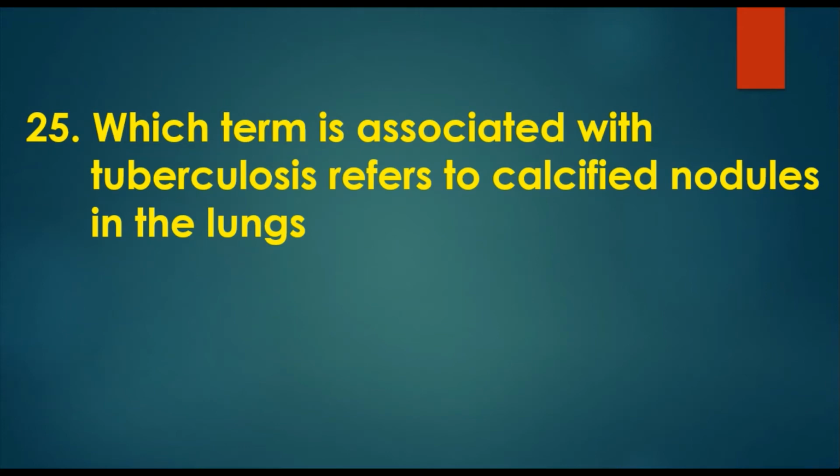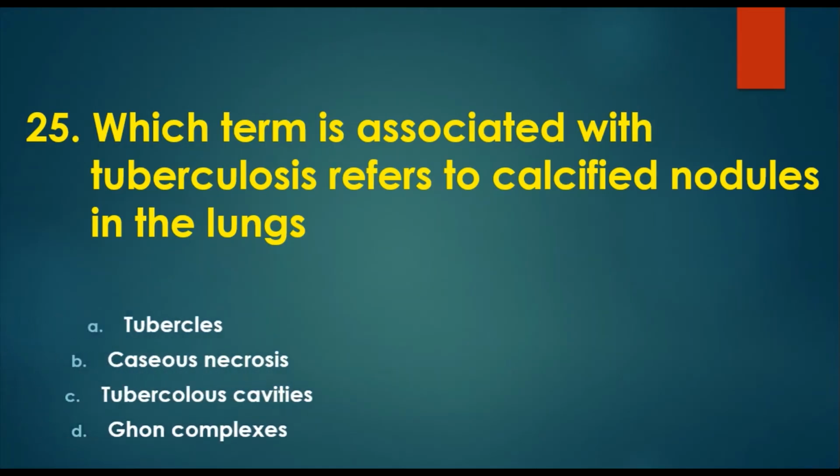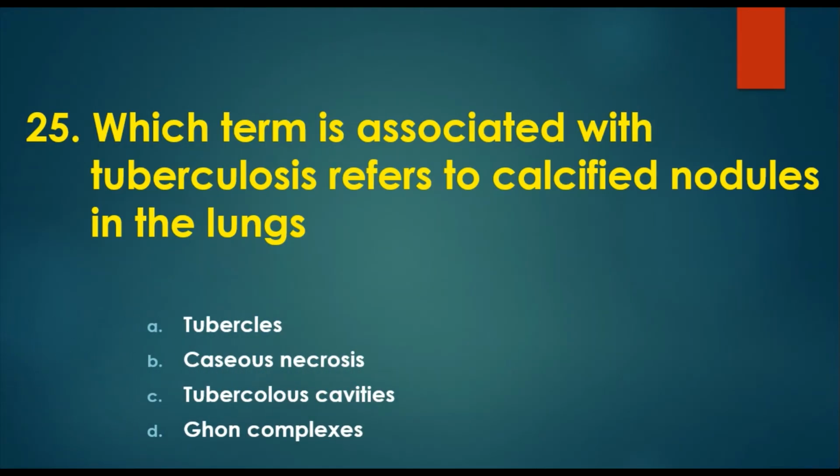Next, 25th. Which term associated with tuberculosis refers to calcified nodules in the lungs? Options are A, tubercles; B, caseous necrosis; C, tuberculous cavities; D, Ghon complex. So there is a specific name for the calcified nodules in the lungs, that is nothing but the Ghon complex. It is a direct question.